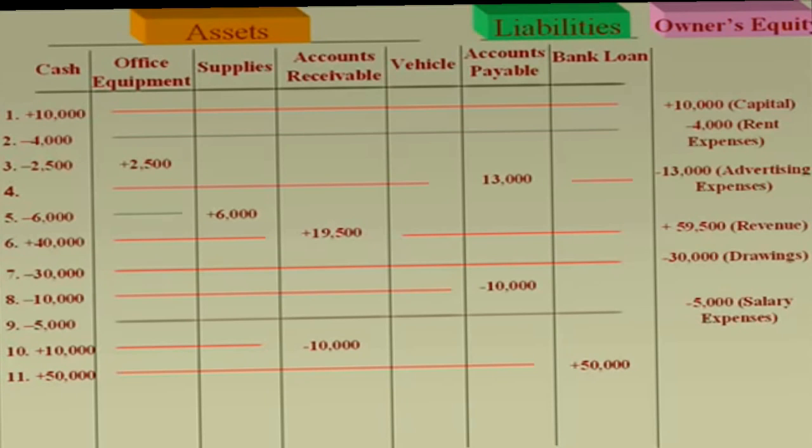The last one. Motor vehicle. You purchased a motor vehicle for 30,000 on account. What's the double whammy? Take your time. You should be really familiar with this now. Here it comes. Vehicle goes up. Vehicle is an asset. It's plus 30. And accounts payable, a liability, goes up because you owe them money.